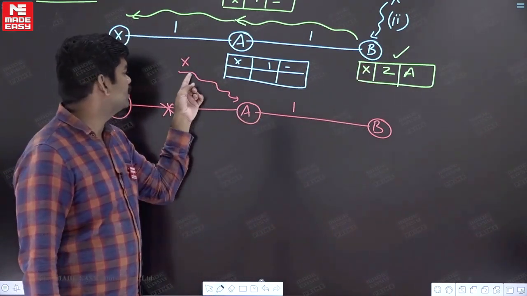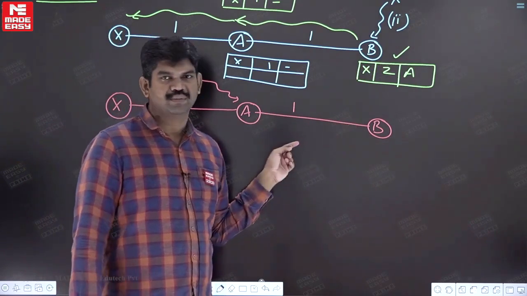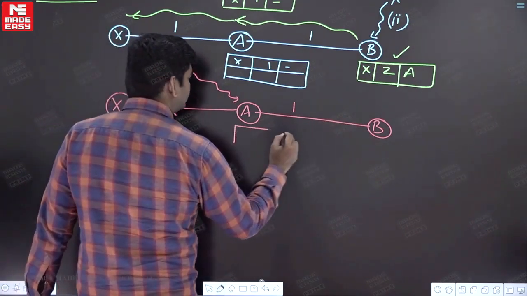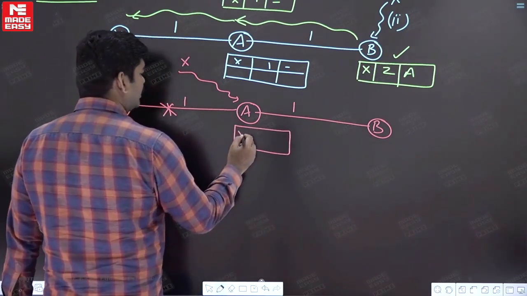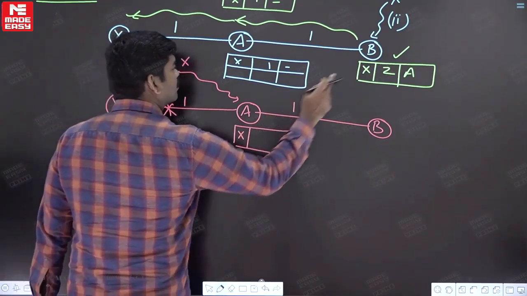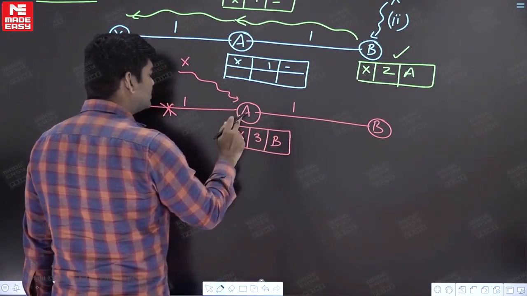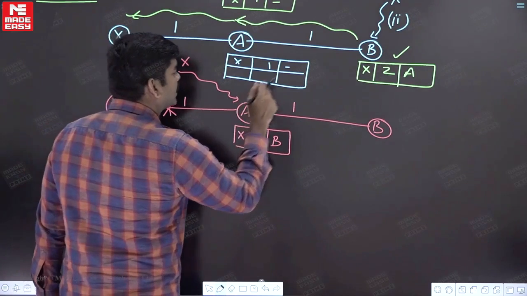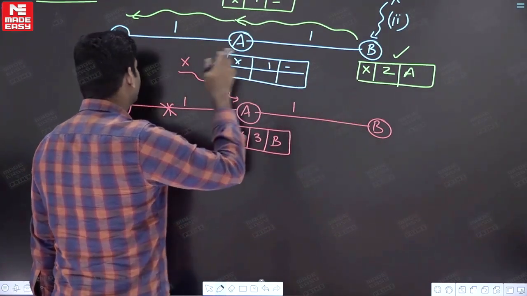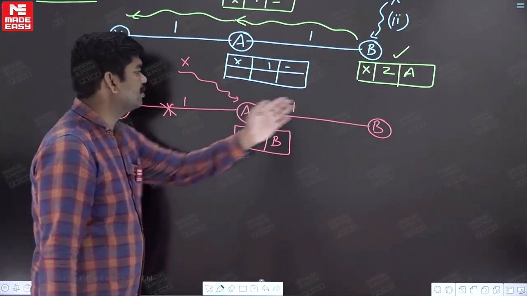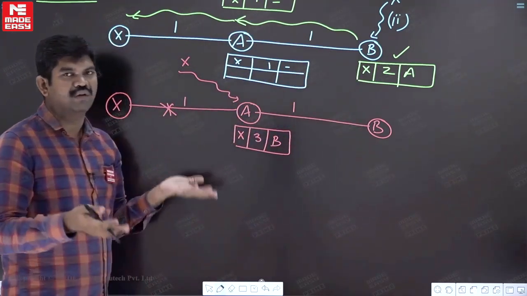If I forward this packet to B, who will take responsibility? B will take the responsibility. So it's going to update the table. What? X. How many units? 1 plus 2, how much? 3. Who is the mediator? B. That means A is thinking, if I forward this packet to B, B will take the responsibility to reach X, but that is false. Why? Because the link is broken and there is no other alternative link also. How will it forward?